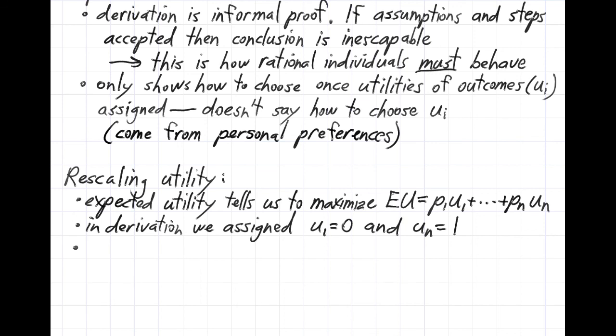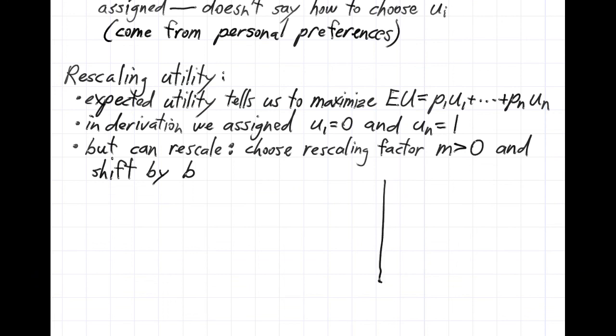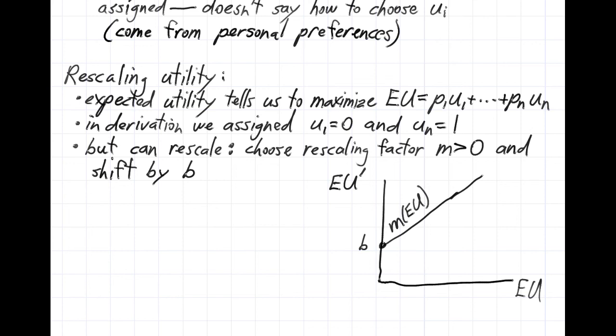They don't have to be 0 and 1. We can choose a rescaling factor. Let's call it M, and it has to be bigger than 0. And we can also choose a shift, how much we shift the utilities by, an amount B. And so what I have in mind here is that we're mapping our original expected utility onto some new, let's call it EU prime. And it's just going to be a linear transformation. So there's going to be some intercept B, and then it's going to be a straight line relationship with slope M, and then it'll be M times EU plus B.